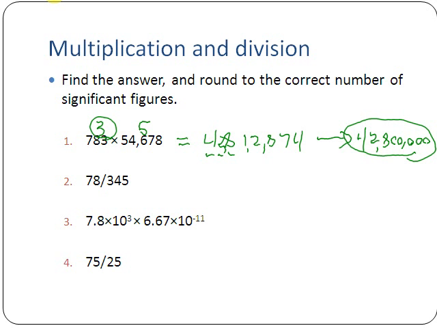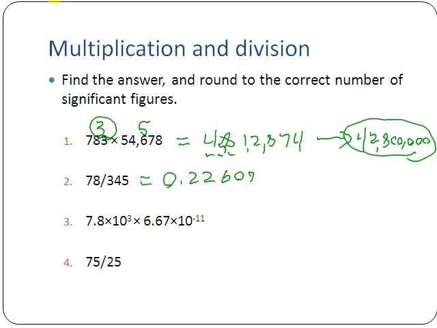Okay. Now the next one, 78 divided by 345. So we say in our calculator 78 divided by 345. We do that and we get that the unrounded answer for this is going to be 0.22609. You put that in the calculator.